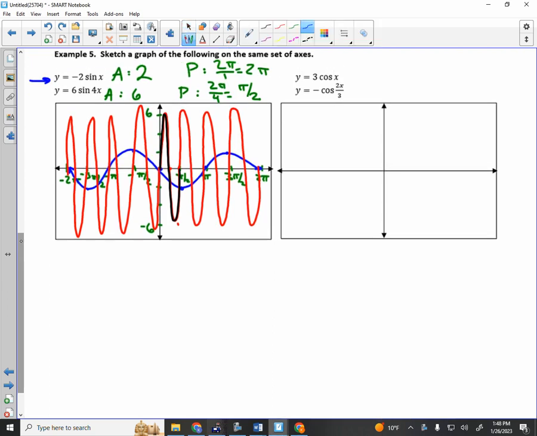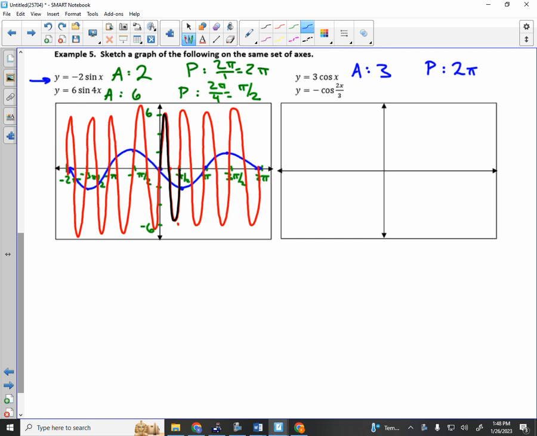Here I have a cosine graph. I'm going to go with the amplitude, and I'm going to go with the period. What is the amplitude for the first one? What is the period? 2 pi over 1, or 2 pi.